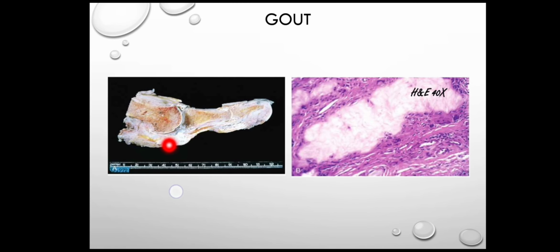Okay. This is the tophaceous deposit at the great toe, and histologically, gouty tophus will look like an aggregate of dissolved urate crystals surrounded by reactive fibroblasts, mononuclear inflammatory cells and giant cells. So these are the giant cells, and there will be fibroblasts and mononuclear inflammatory cells. The crystal as such will be pale in color.